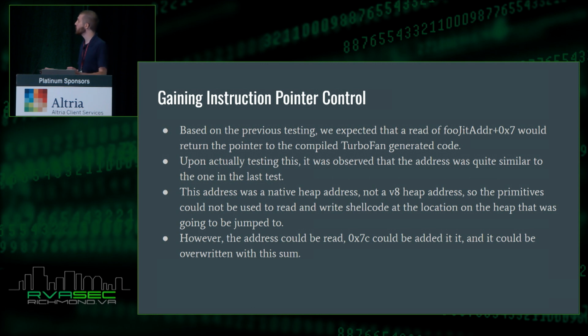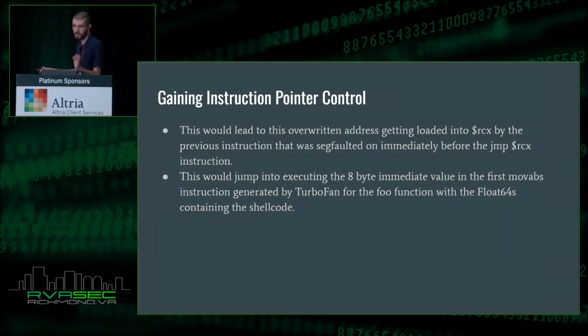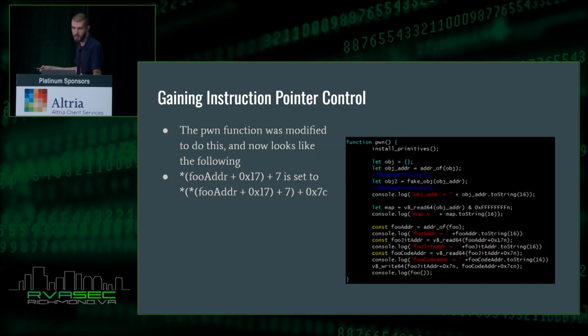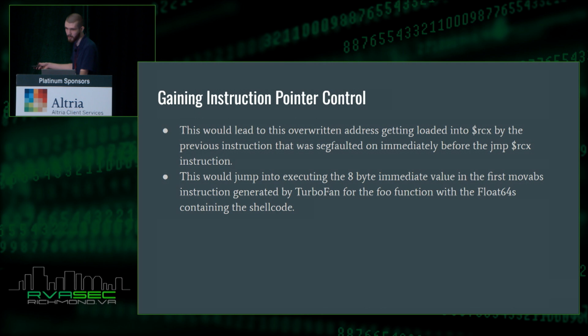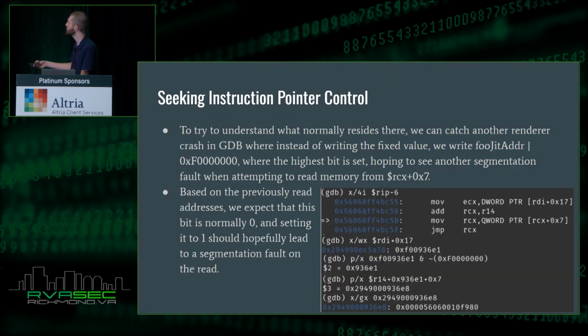So what we want to do is read the value that would be read 0x7C bytes after the foo JIT address that we read, add 0x7C to it, and write it back to its original location. This is all memory on the V8 heap, so we're able to perform these writes. If we look back at the way it gets called, we can tell, due to the fact that this is offset by that R14 value, which is used apparently to map from the V8 heap to the native heap.